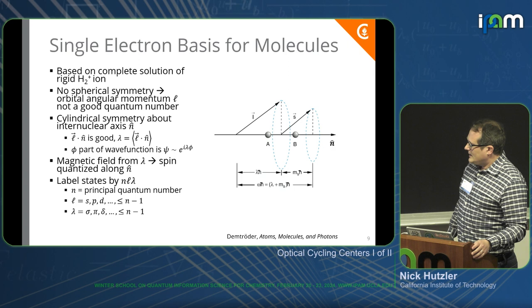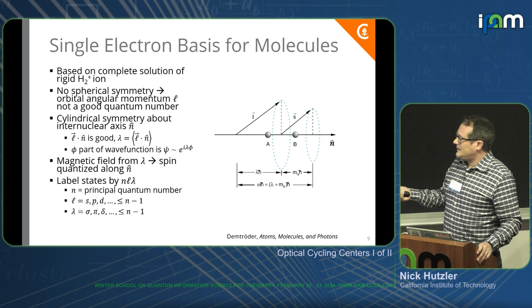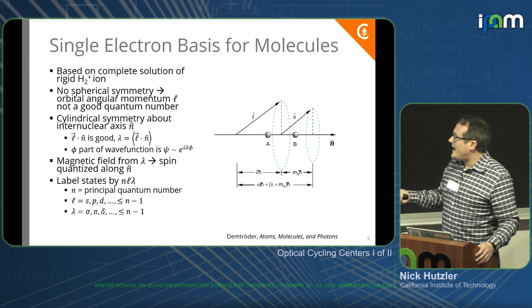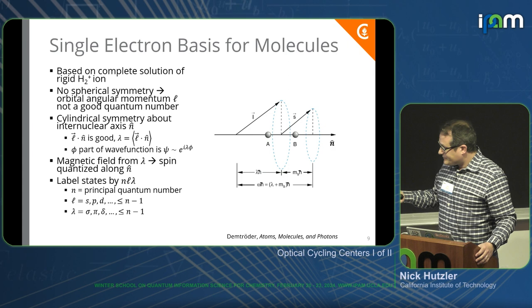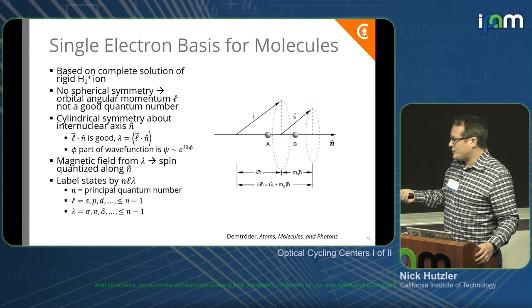And so the states in this molecule are labeled by N, L, lambda. N is the principal quantum number, just like in atoms. L is the orbital angular momentum of the electron, which you label as S, P, D, et cetera, just like in an atom. And then lambda, which is the projection of L on this internuclear axis, you label with lowercase Greek letters, but in the same alphabetical order, so like sigma, pi, delta, et cetera.